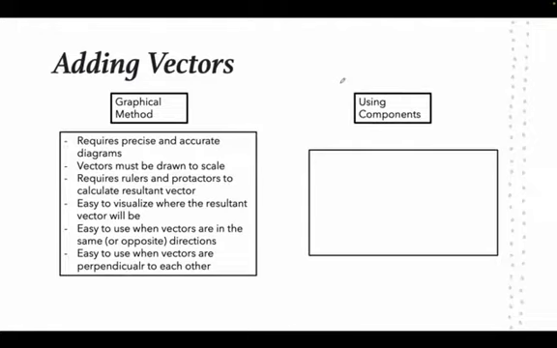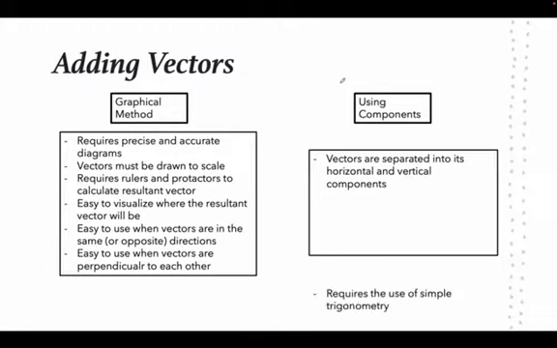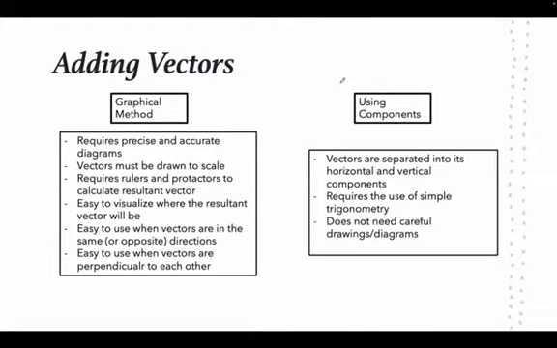The other method, by components, does not require any rulers or protractors or anything like that, because what we do is we break each vector down into its horizontal and its vertical components. We're going to go into more detail about this later. It does require trigonometry, but we do not need careful drawings or diagrams. We just need to be able to label things correctly. And this is also easy to use.